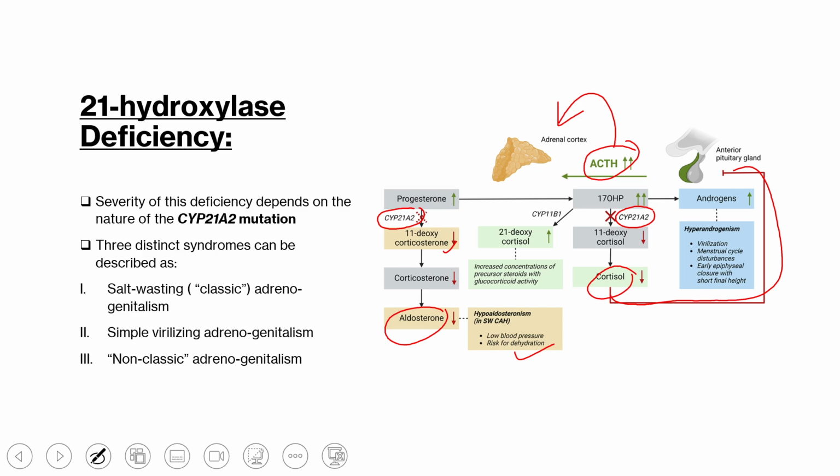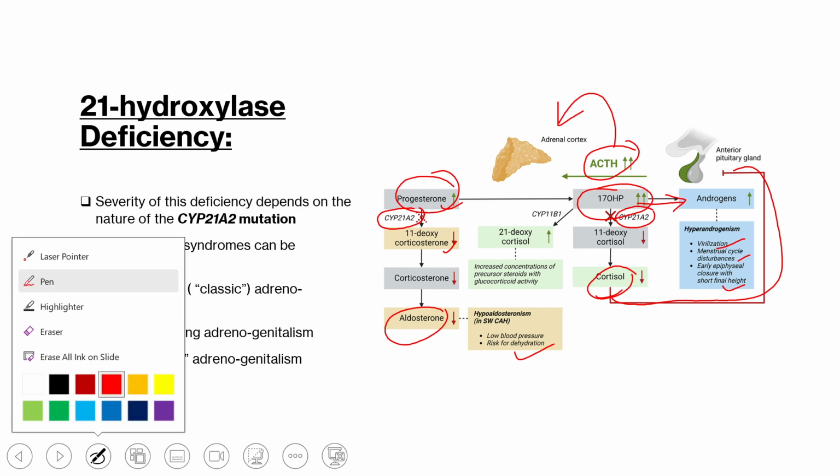So this ACTH stimulates the production of progesterones and so many other precursors of cortisol, but cortisol synthesis is reduced. So all these precursors will be channelized to androgen production, and these androgens will be increased, and this results in hyperandrogenism, that is virilization, menstrual cycle disturbances, and early epiphyseal closure, and results in short stature of the person.